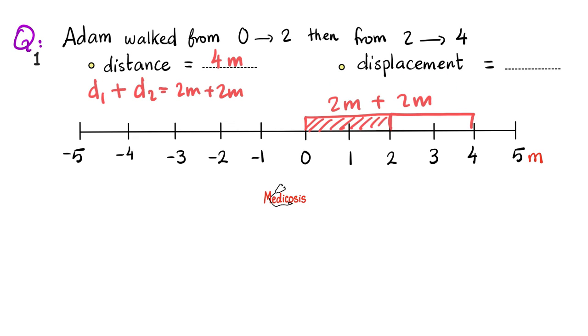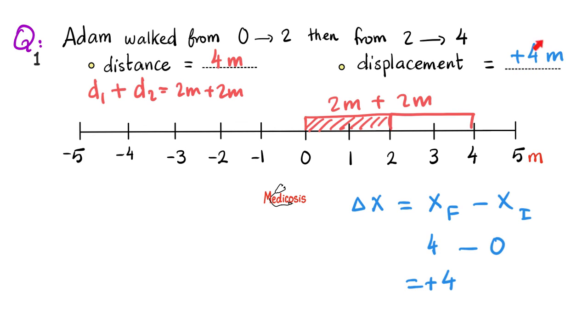But what is the net displacement? Net displacement is different. For net displacement, let's call that delta x equals the final position minus the initial position. What's my final position? It was 4. And what's the initial position? It was 0. So 4 minus 0 equals 4. And this has to have a direction because displacement is a vector. So you can say positive 4 meters, that is correct. Or you can say 4 meters to the right, which is also correct. Or you can say 4 meters east.